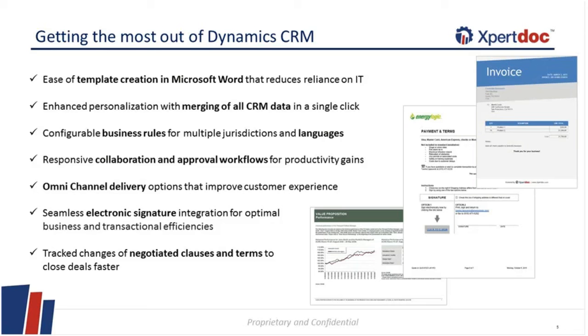Again, approval and collaboration workflows really help with efficiency and productivity gains. And then we also allow for omni-channel delivery. What you're going to see today is with a single click inside of CRM, we're going to produce a quote and send it off to a customer for actual signature, with direct integration from CRM through our solution into eSignLive by Vasco. And then ultimately the ability to track changes for any negotiated clauses and terms that help you close deals faster.